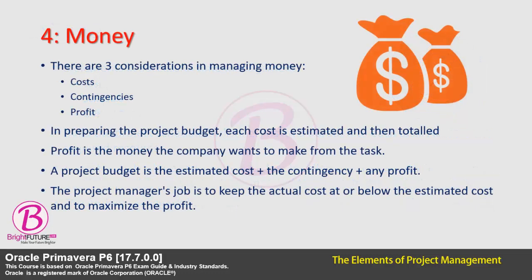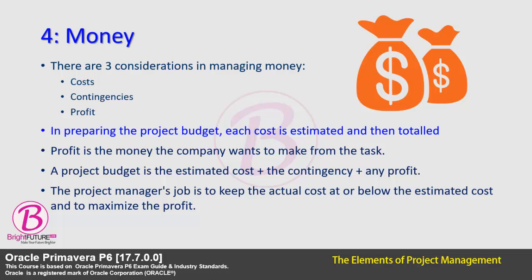Fourth one, money. There are 3 considerations in managing money: costs, contingencies, and profit. Each task has a cost, whether it is the cost of the labor hours of a computer programmer or the purchase price of a cubic yard of concrete. In preparing the project budget, each of these costs is estimated and then totaled. Some of these estimates will be more accurate than others.